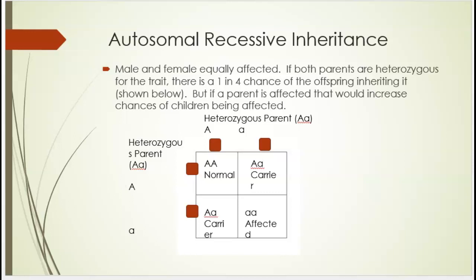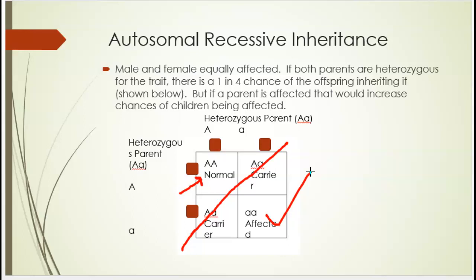Okay, so if we look at this, with these carriers, it's recessive, don't forget. We've got heterozygous parents, so they are both carriers. What happens with the child is they have a 1 in 4 chance of being normal, a 50% chance of being a carrier, and a 1 in 4 or 25% chance of being affected with this autosomal recessive inheritance.